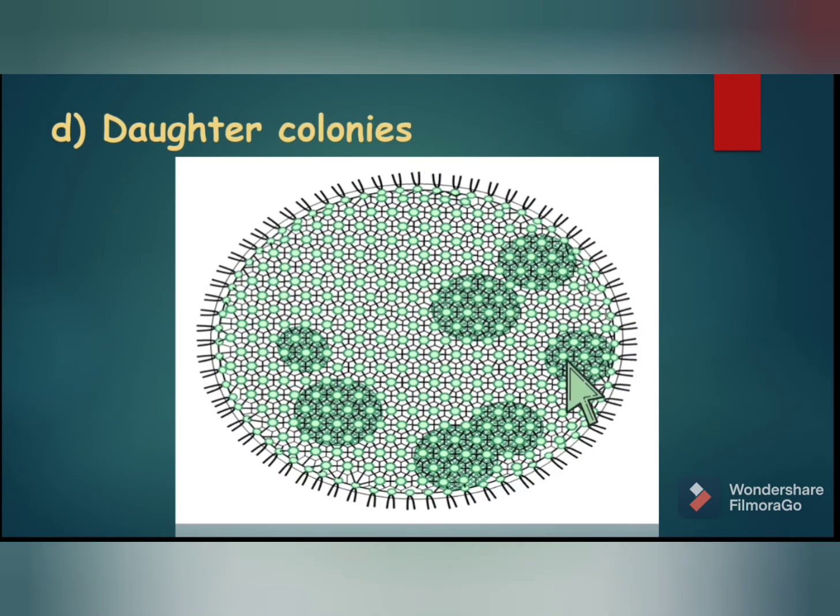Remember, this one we had discussed in Volvox. What happened? The daughter colonies, sometimes even the granddaughter colonies, are developed asexually within the parent colony. When the parent colony breaks, the newly formed colonies swim away and start forming new colonies. So this is usually seen in the case of Volvox.